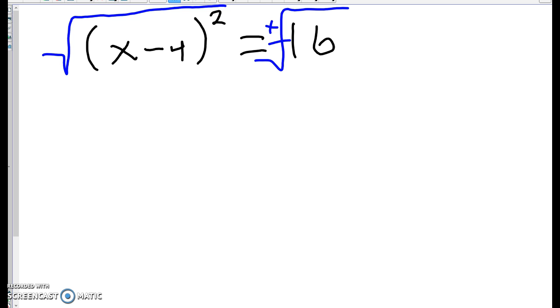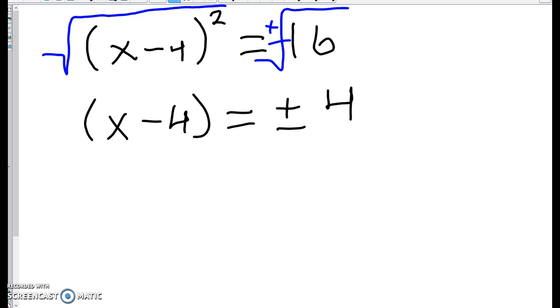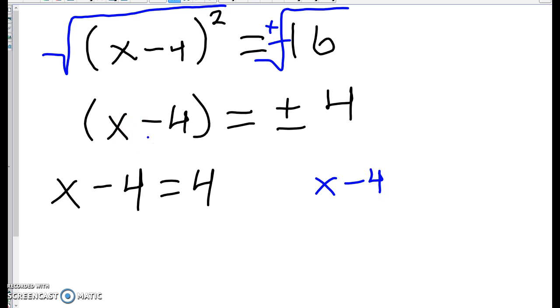So left on the other side, the exponent's now going to be gone. That's what the square root does. It's the inverse. It gets rid of it. And over here on the other side, I'm going to write positive and negative the square root of 16, which is 4. Now, what I'm often going to do is at this point write it as two separate equations. One is x minus 4 equals positive 4, and the other is x minus 4, still the left-hand side, equals negative 4.